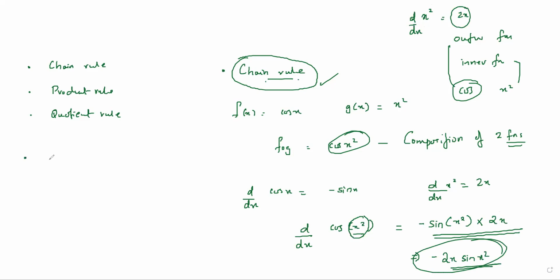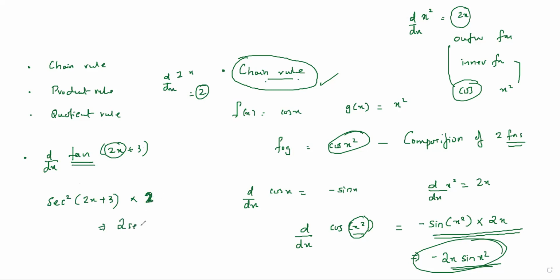I'll give another example. Find d by dx of tan of 2x plus 3. So how do you find the derivative of tan 2x plus 3? What is the derivative of tan? We know the derivative of tan is sec square. So first of all, you have to write sec square of 2x plus 3 into, what is the derivative of 2x plus 3? d by dx of 2x is how much? It is 2. So into 2, and the derivative of 3 is zero. Just put 2 here. So what is the final answer? The final answer will be 2 sec square of 2x plus 3. Is that clear?